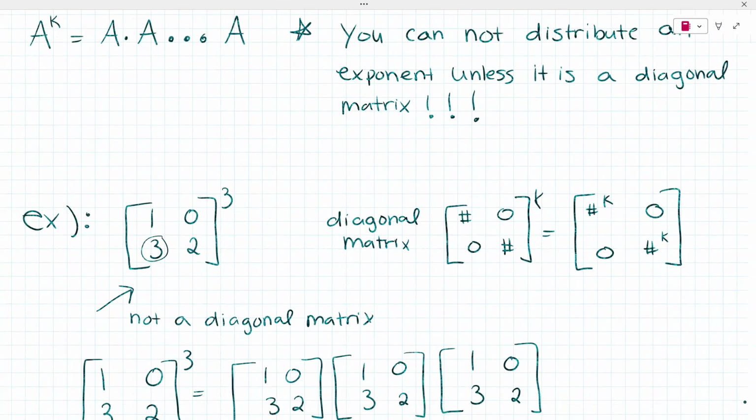So yeah, you can't just raise everything to the third power. So 1 to the third, 0 to the third, you can't do that. But this is a diagonal matrix. Why is this a diagonal matrix? Because these numbers are nonzero numbers, and then these are zeros. So when you do that, you can raise each term to the power of 3.